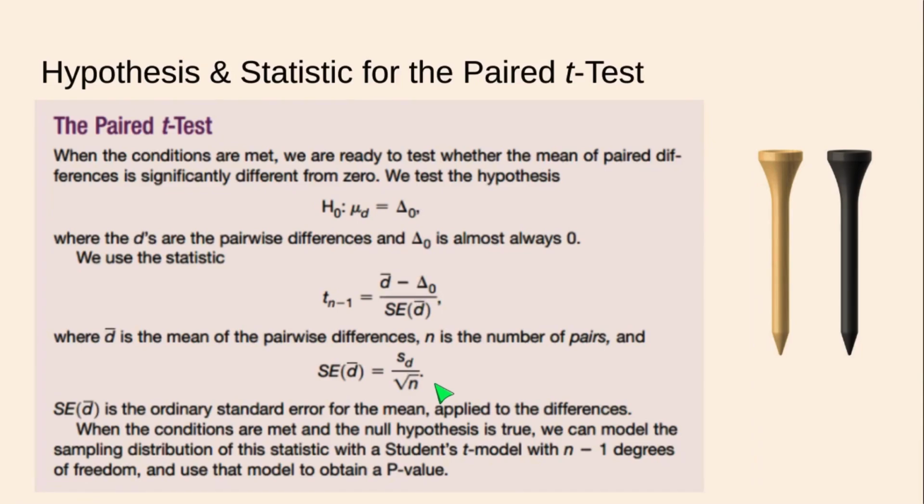One note I will make, we can model the sampling distribution with Student's t model. So we'll be using the t distribution, n-1 degrees of freedom. And what is n? n is the number of pairs, not the number of individuals in our study. Sometimes the number of pairs is the same as the number of individuals, but we'll need to pay close attention and make sure we're saying, okay, it's the number of pairs, not necessarily the number of individuals involved in our study. And that's how we get our p-value.